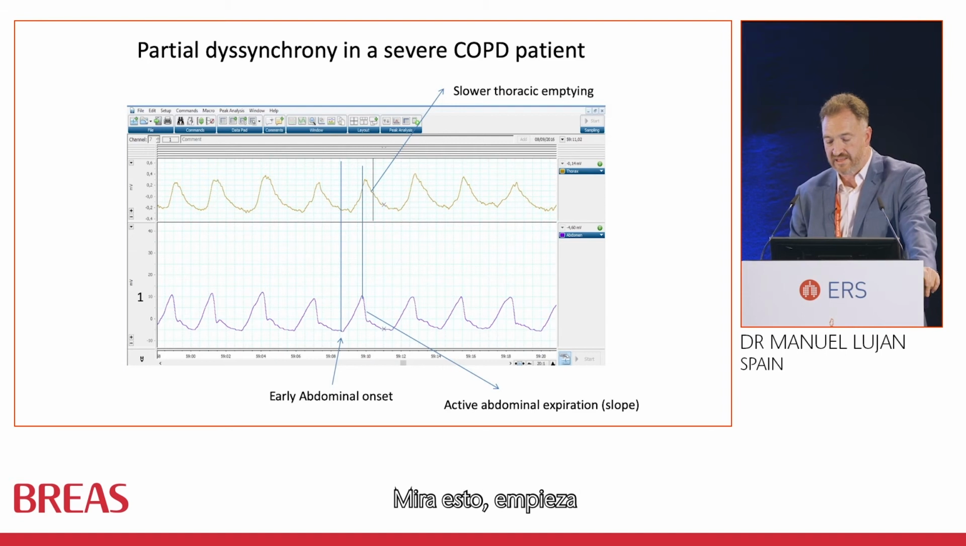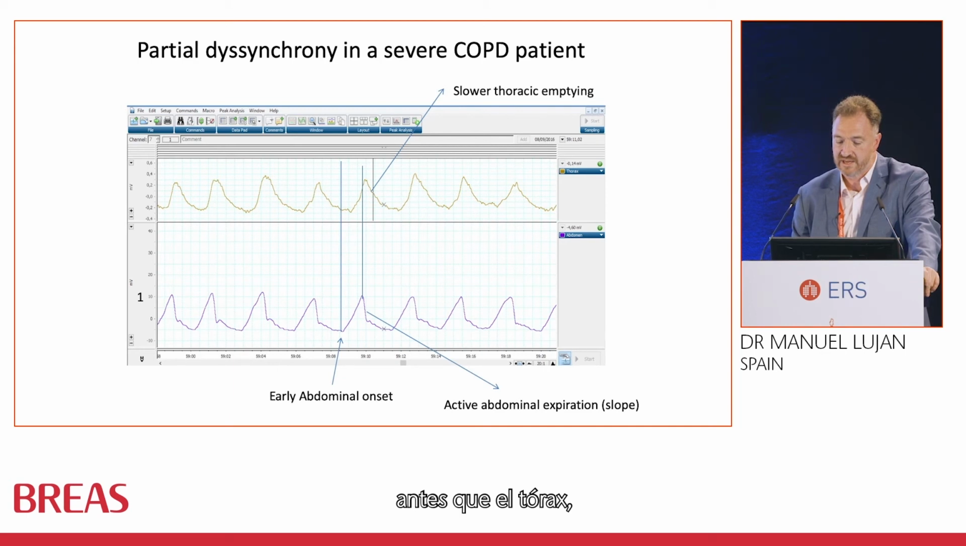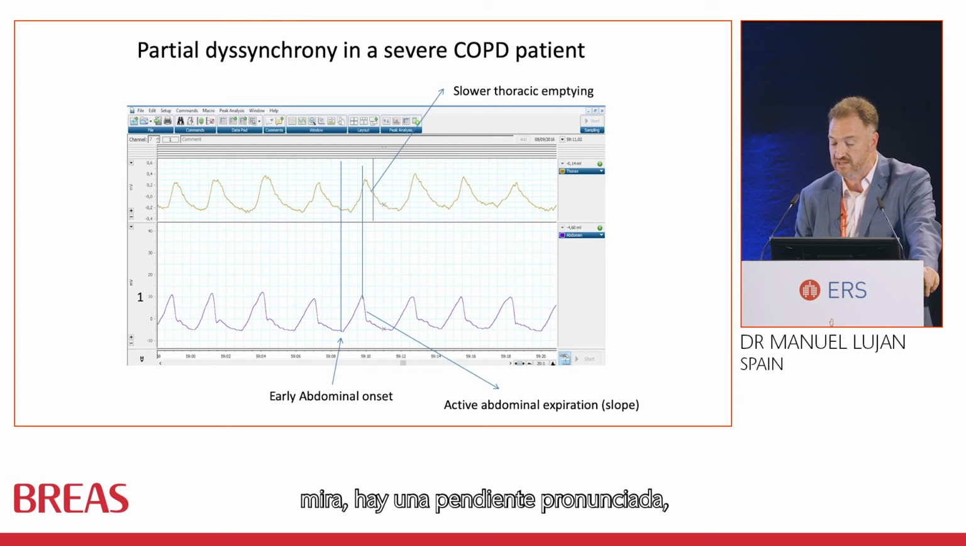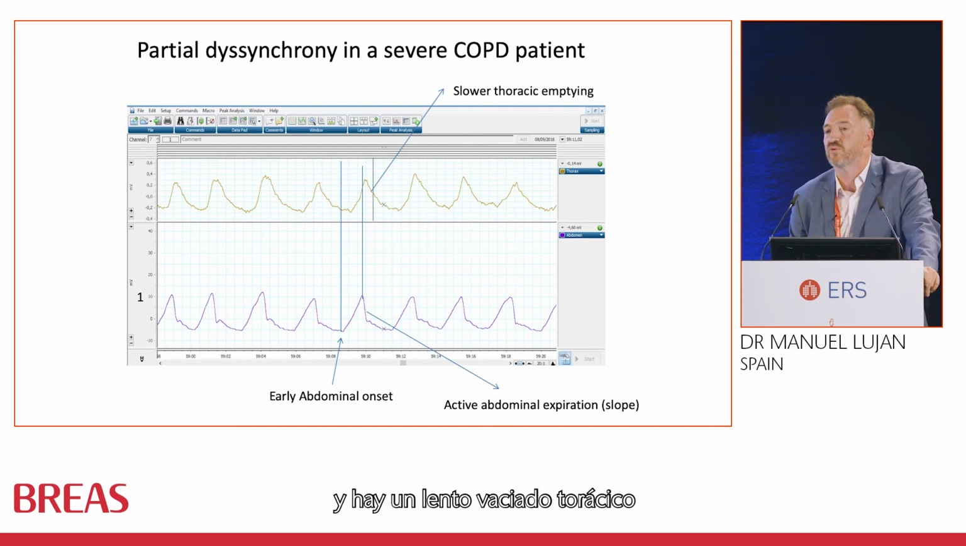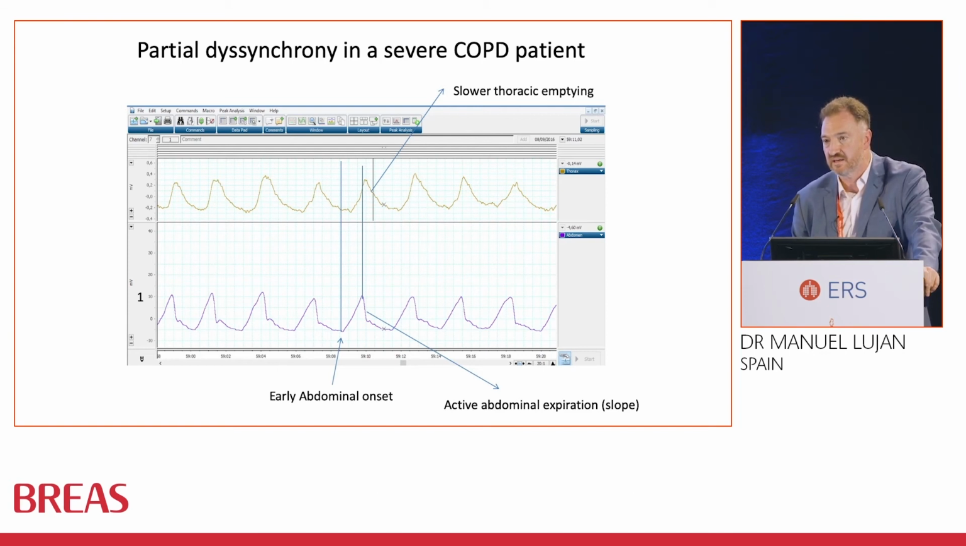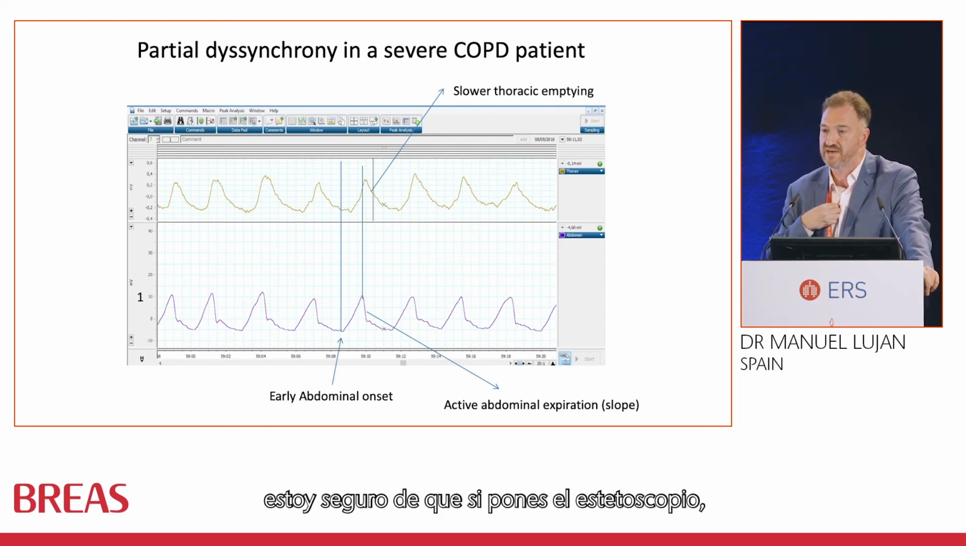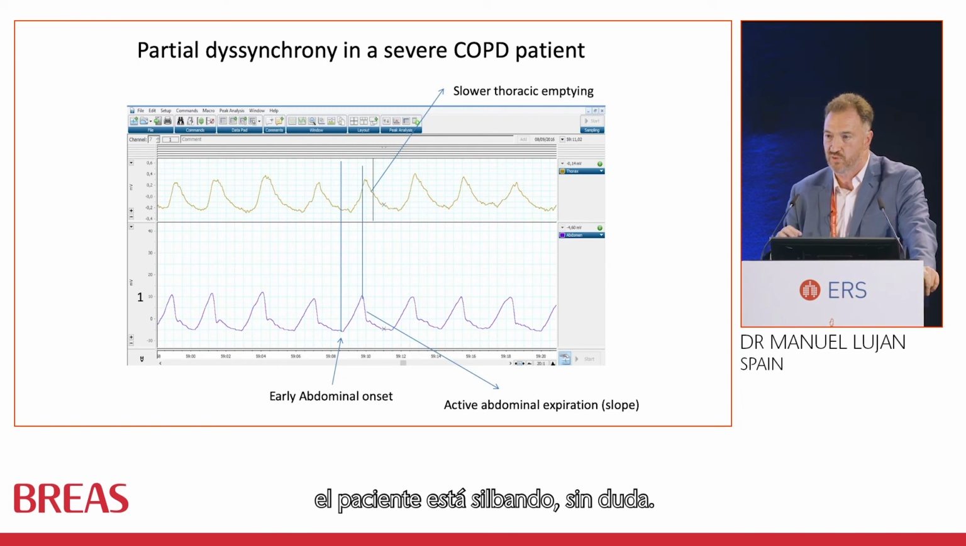Look at this. There's an early abdominal onset. The abdomen signal starts clearly before the thorax. And there is an active abdominal expiration. Look at the slope. There is really a deeper slope than the inspiratory part of the waveform. And there is a slower thoracic emptying in the thorax belt. And I'm sure that if you put the stethoscope here, the patient is surely wheezing. Sure.